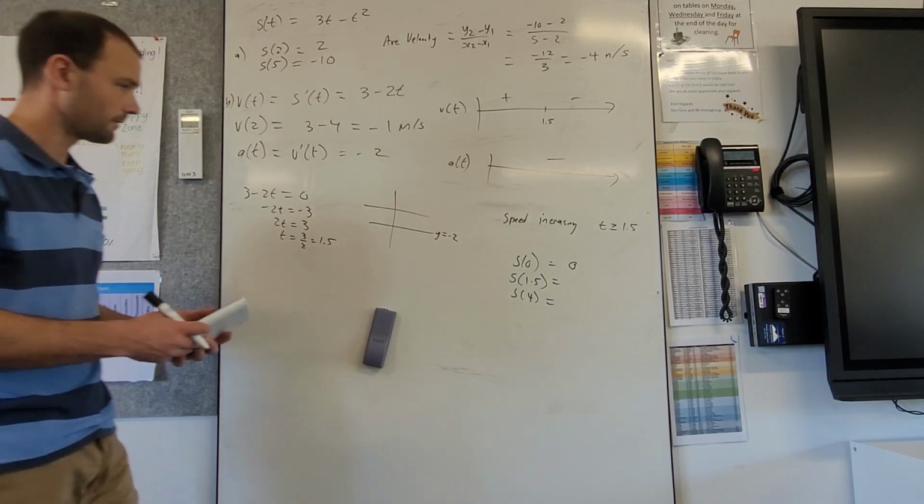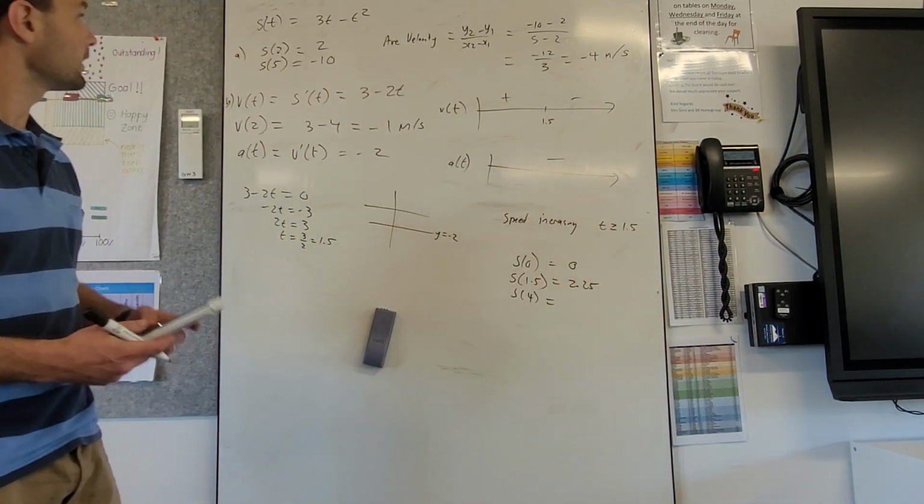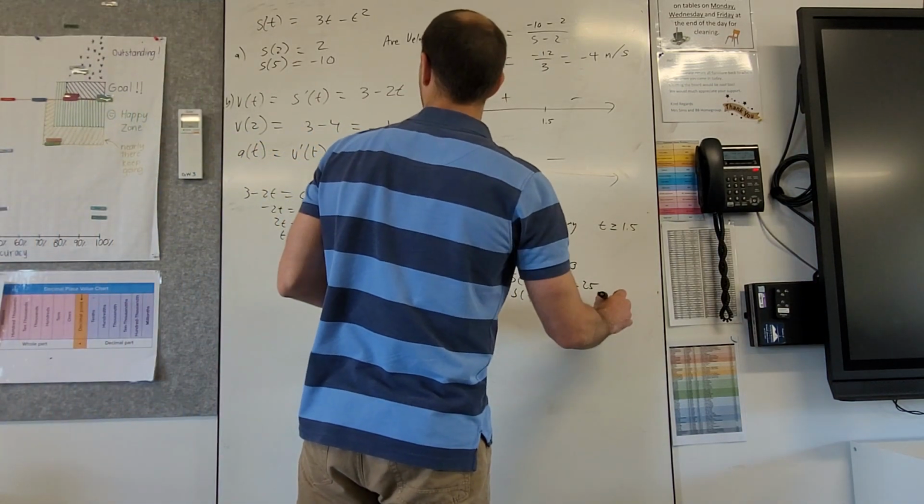4.5 take 2.25. This is 2.25. And we're going to put 4 in, we're going to have 12 take 16, minus 4.